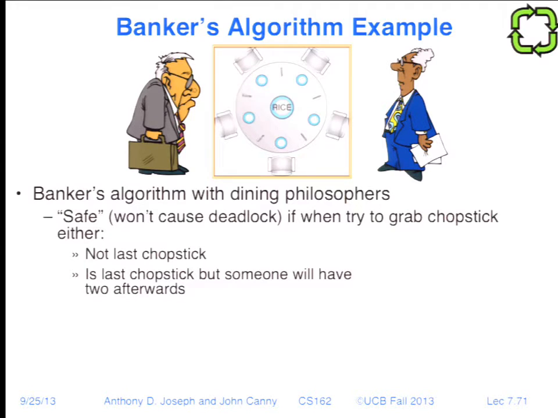Because if it is the last chopstick, then you will have a circular resource allocation graph. So the banker's algorithm will determine that you shouldn't give the last chopstick to the last philosopher if there's already a partial cycle. All right? But if it's not the last chopstick, then you keep going. So you let the algorithm run, because it may all by itself avoid the deadlock. Is that intuitive? It's not a complete simulation, but it's perhaps enough of the essence of the method that you can see how it works.